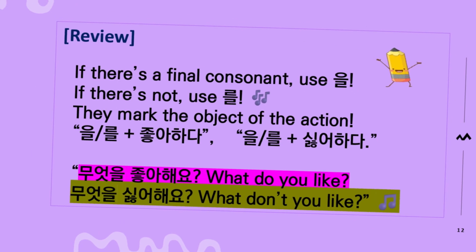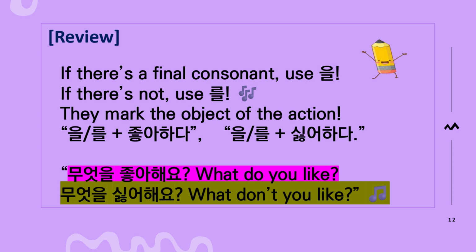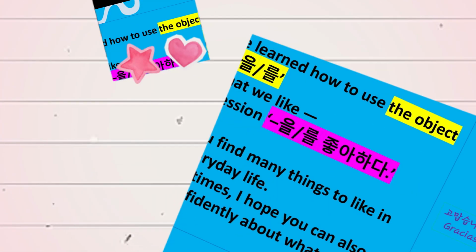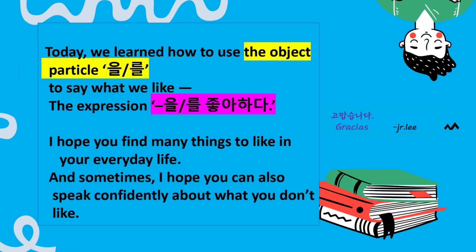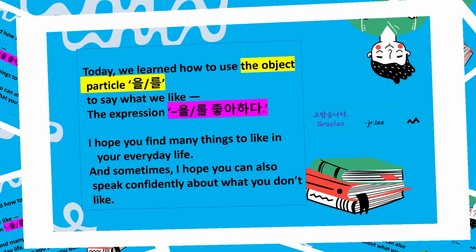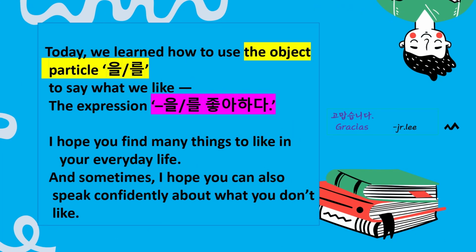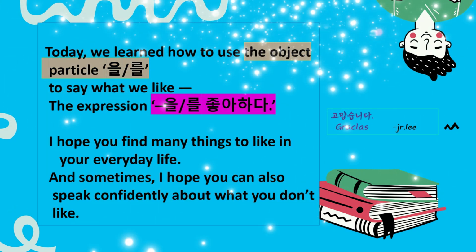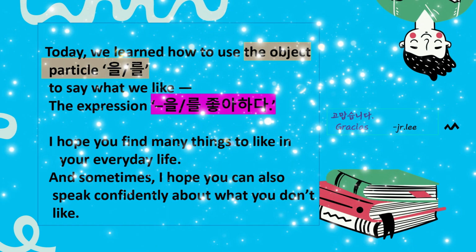을 좋아하다, 을 싫어하다. 무엇을 좋아해요? What do you like? 무엇을 싫어해요? What don't you like? Today we learned how to use the object particle to say what we like. The expression 을 좋아하다. I hope you find many things to like in your everyday life. And sometimes I hope you can also speak confidently about what you don't like.